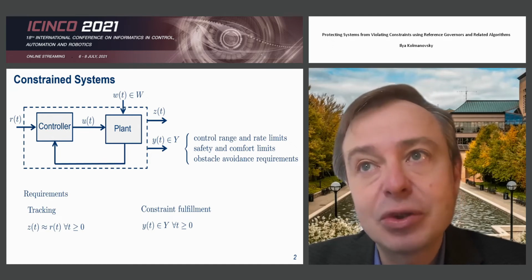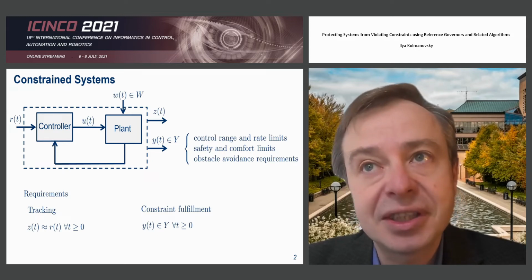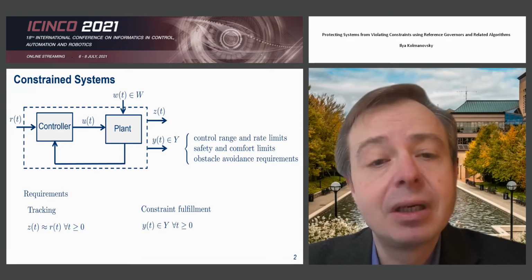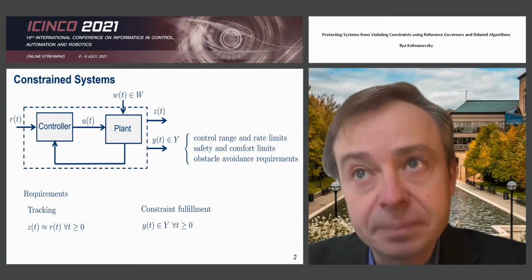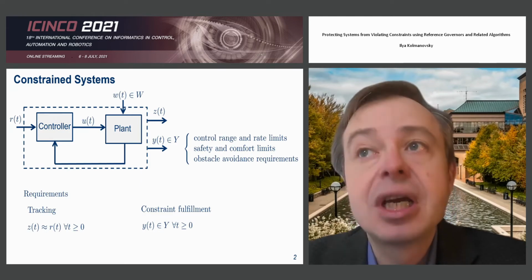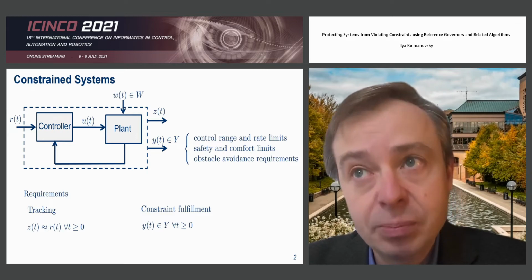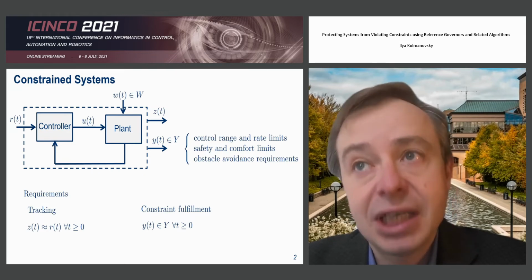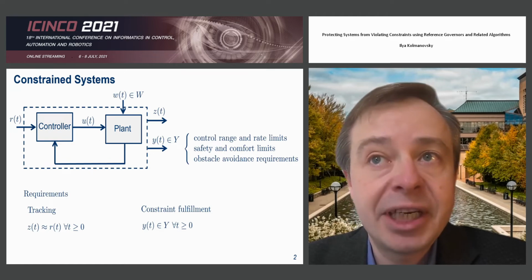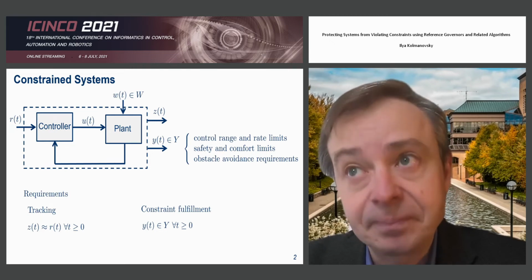So we'd like z(t) to be approximately equal to r(t), and this should happen despite disturbances and uncertainties, here denoted by w(t), that may act on a plant, and a plant is the system, of course, being controlled. Now, when a system has state and control constraints, it means that there are additional requirements that certain variables or outputs denoted by y(t), outputs of the closed loop system, belong to a given set denoted by capital Y, and this should happen for all time instants t greater or equal than 0.